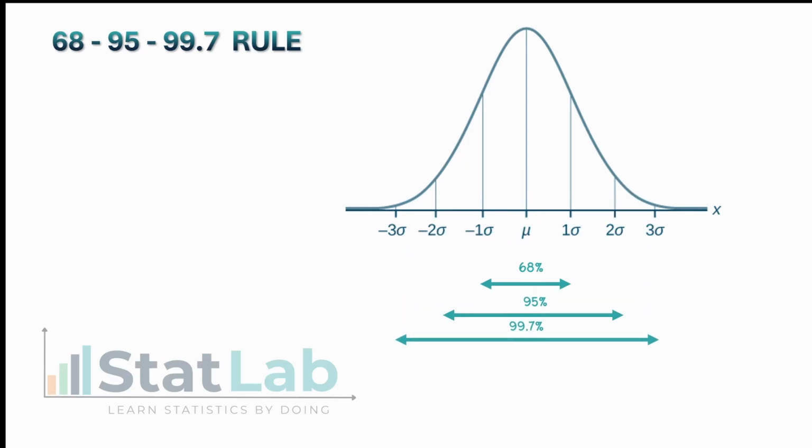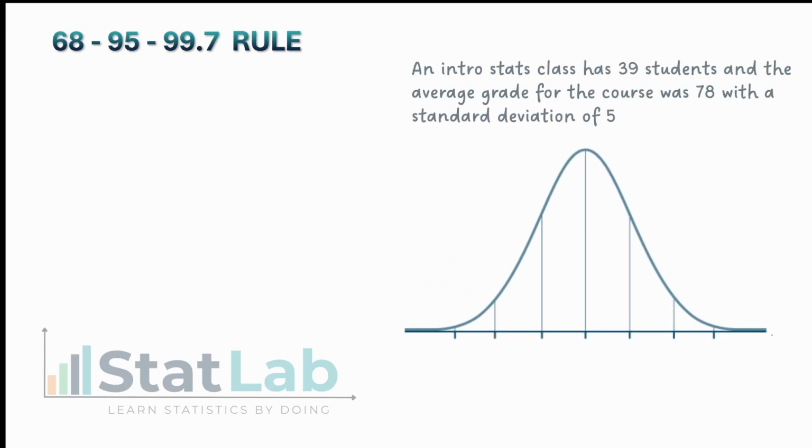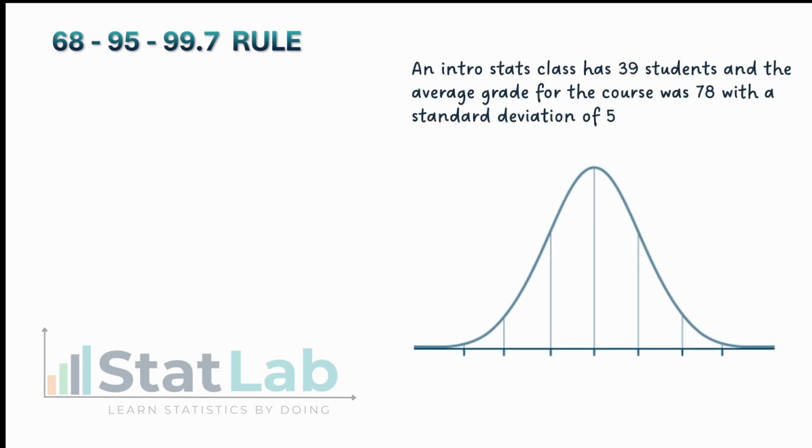So we can use this graph and this method to solve questions. We just need to set up the graph and then the questions become easy. So let's try that. An intro stats class has 39 students, and the average grade for the course is 78 with a standard deviation of 5. So we know that we have a sample size of 39, a mean of 78, and a standard deviation of 5.